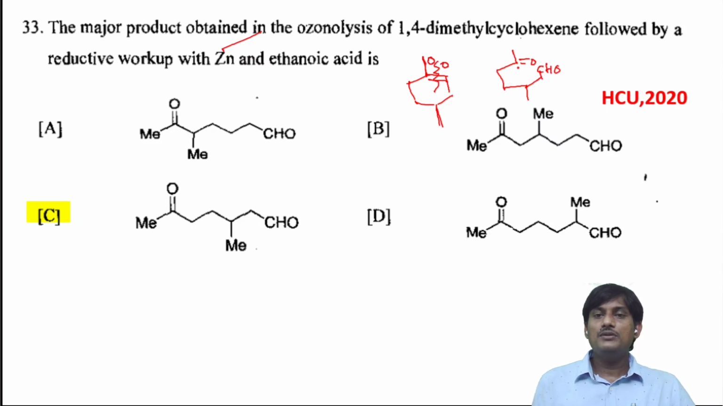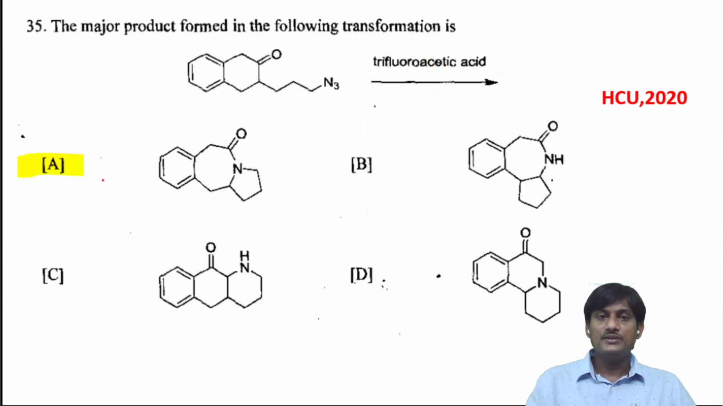So when you give numbering 1, 2, 3, 4, 5, 6, 7, 8, this is the correct one. 1, 2, 3, 4, 5. At the fifth position there is a methyl group. Here also 1, 2, 3, 4, 5. At fifth position there is a methyl and CHO. So this is the correct option.